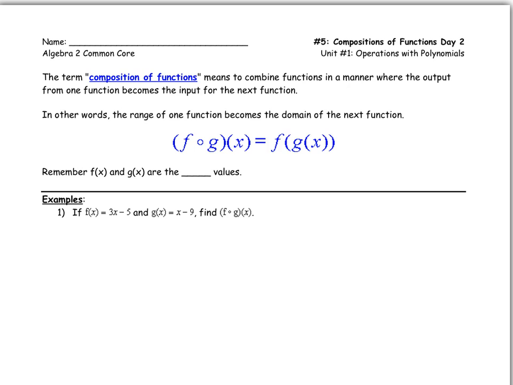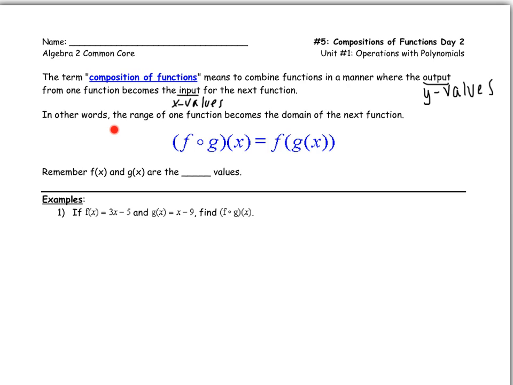Okay, now I think we're ready to begin the lesson. So let's read along right up here on top where it says, the term compositions of functions means to combine functions in a manner where the output, what's another word for output? We could say the y values from one function becomes the input, or the x values, for the next function. Let's read that again. The term compositions of functions means to combine functions in a manner where the y values from one function become the x values for the next.